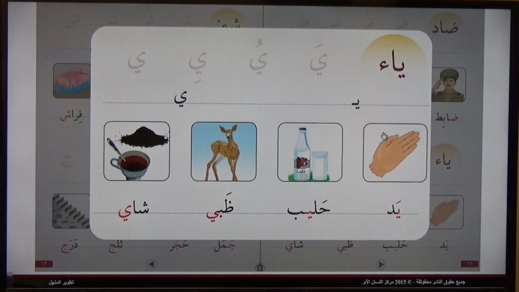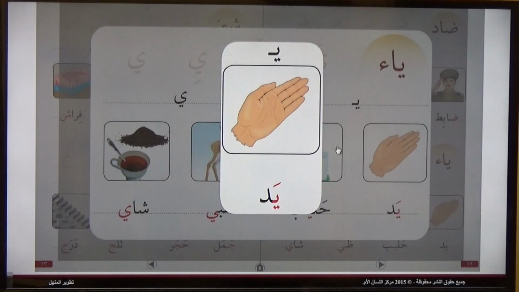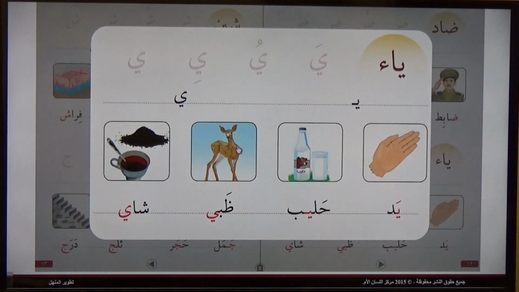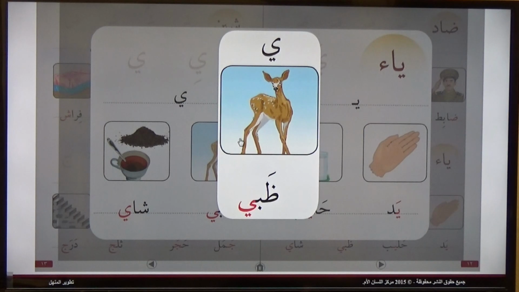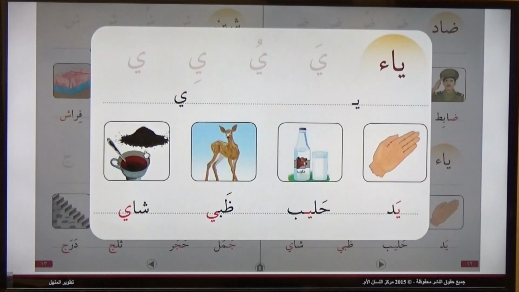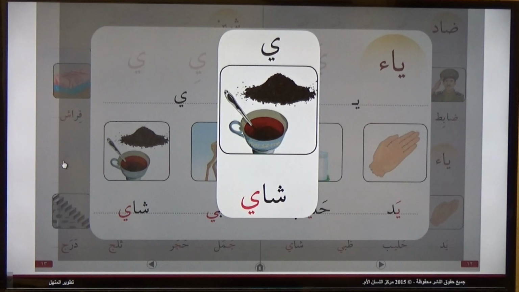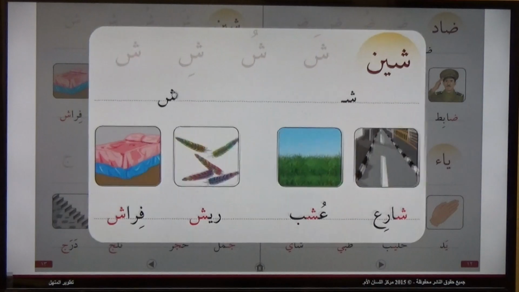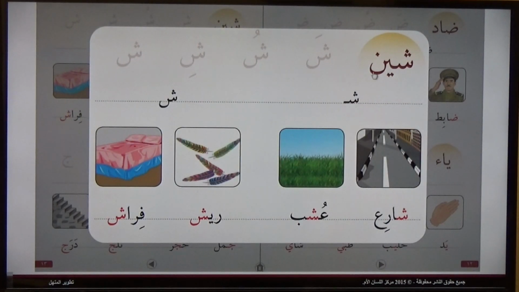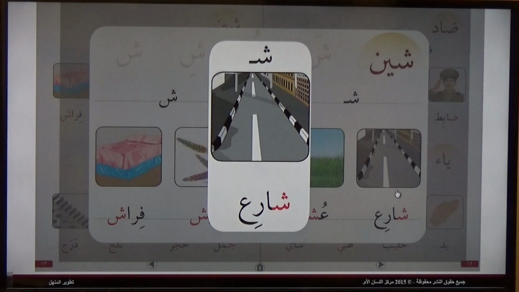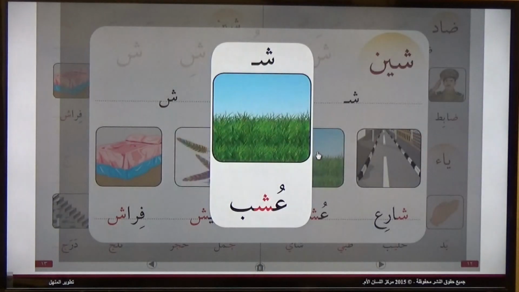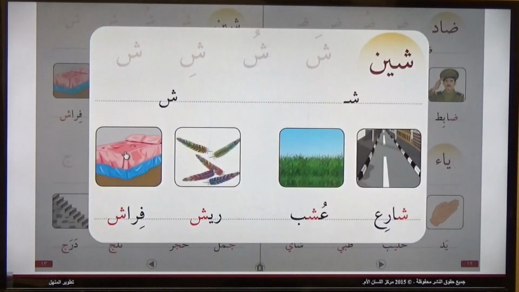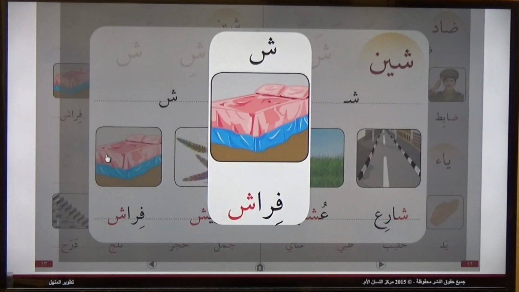The ya letter. يد, hand. حليب, milk. ظبي, another kind of deer. Shay, that is tea. You need to know that word. Sheen, the sheen letter. شارع, street. عشب, grass. ريش, feather. فراش, bed.